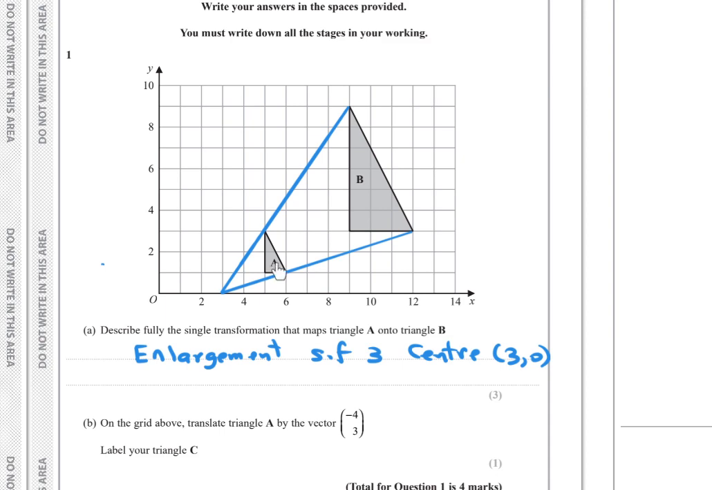So we need to find the image by translation (-4, 3). Negative 4, 3 means 4 to the left and 3 up. You can start from any point. If we start from this point, 4 to the left: 1, 2, 3, 4, and 3 up: 1, 2, 3. So we have the point (1, 6).